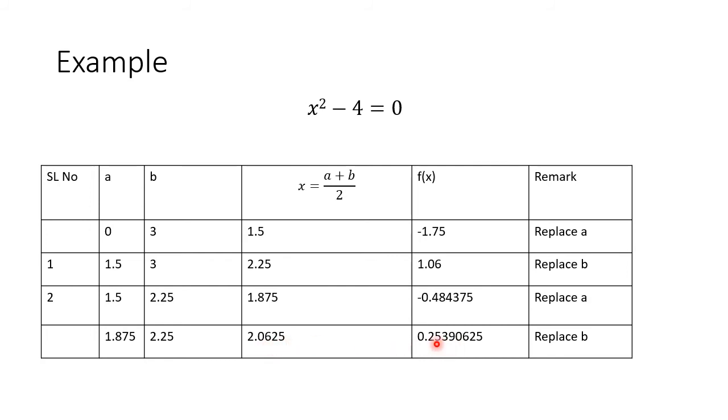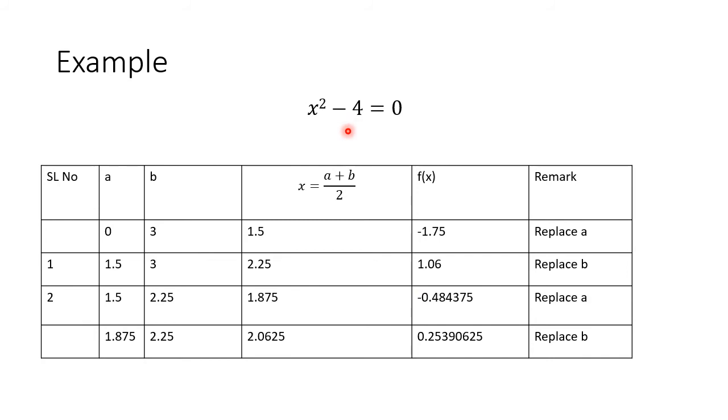Then f of x is very much closer to 0. You can see that f of x approaches 0: 1.75, 1.06, negative 0.48. Now the distance to the root is negative 0.25. So we proceed like this. We will approach the midpoint to 2, and at some point we will see that f of x is much closer to 0, and at that point we stop the iteration. So this is how we calculate the root of nonlinear equations.